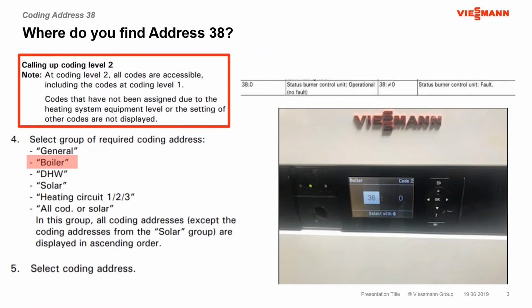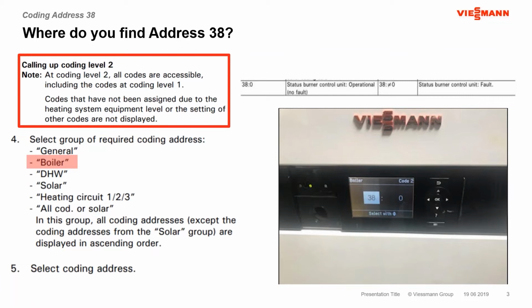First off, with address 38, it's going to be 0 if the boiler does not have a call for heat. So if it does not have a set point and is not trying to fire at that particular point in time, then that value will be 0. If the boiler has a call for heat and there's no issues, so the boiler is actually firing and doing its thing, you go to address 38, you'd also see 0 there.